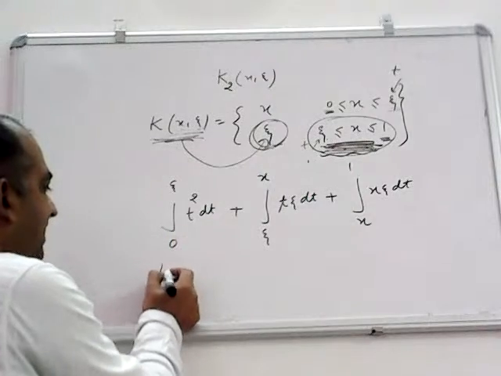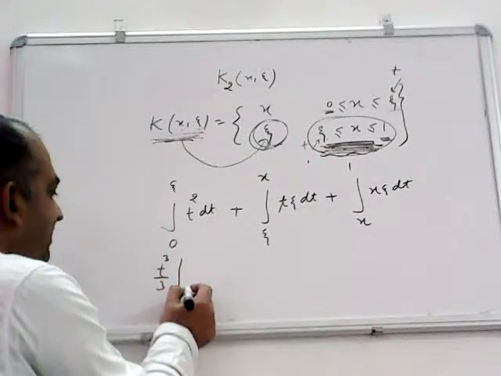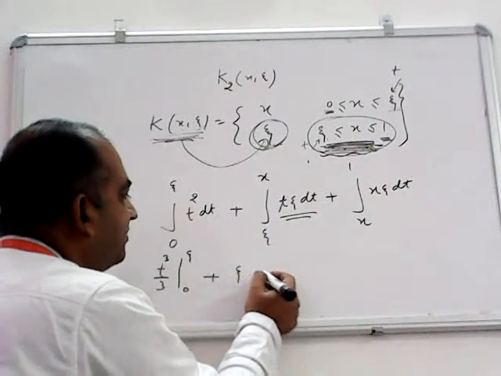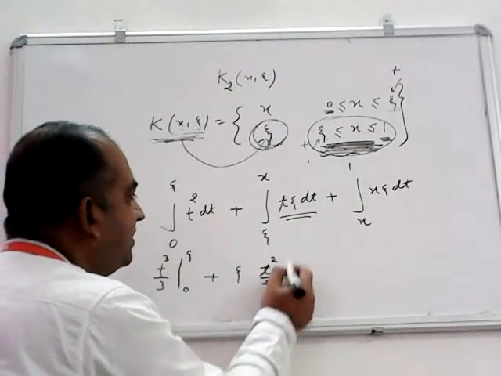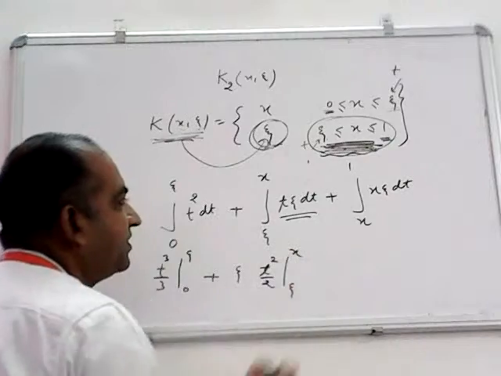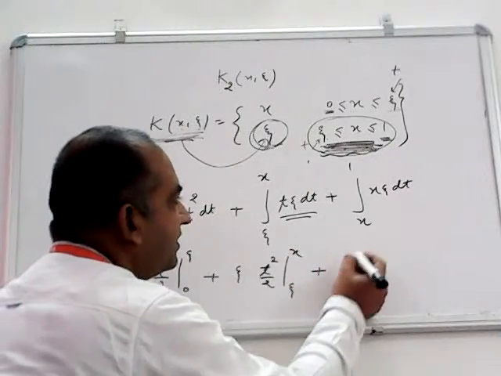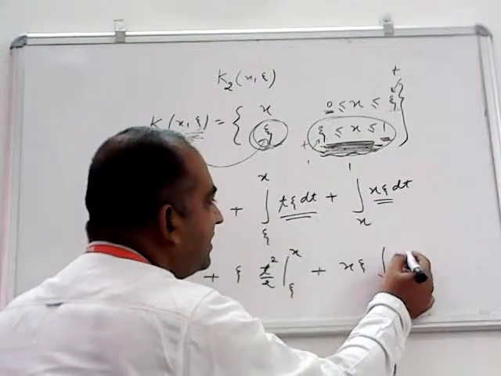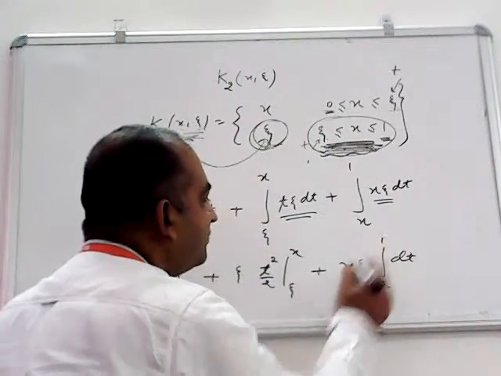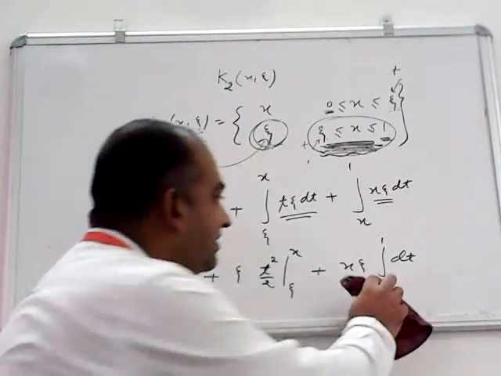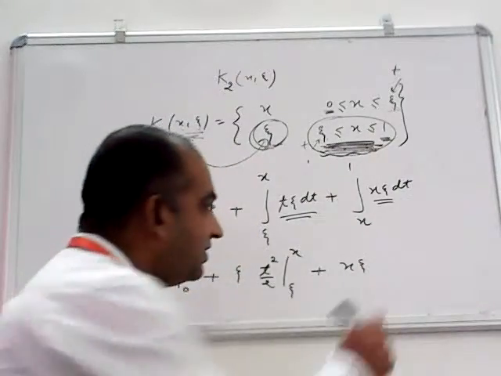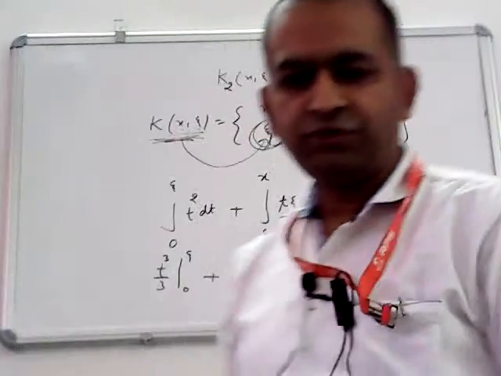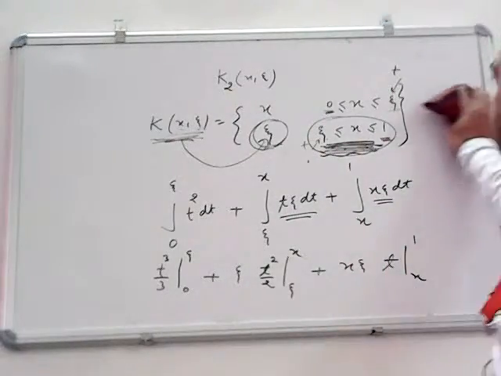So in this case we are getting t cube by 3, limit is from 0 to xi, plus second case xi is common, we are getting t square by 2, limit is from xi to x. So plus in this case both are constant, so xi is common, integration dt, that is from x to 1. So in this case we are getting t from x to 1. We have to solve this particular integration.